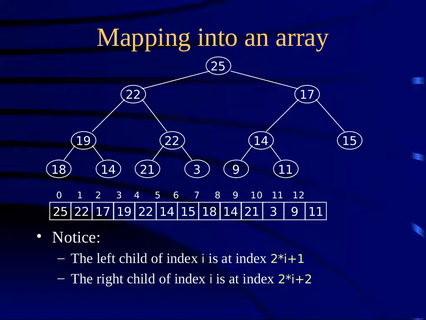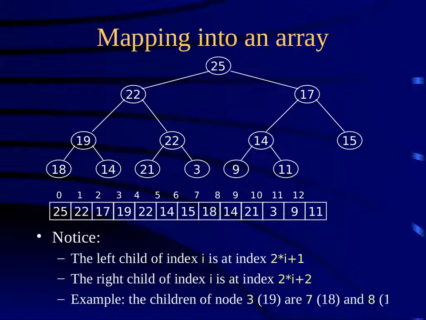That's even easier than pointers. Well, maybe easier than pointers. Depends. Some people get tripped up when they try to write this out. The children of node 3, which is 19, are 18, yeah, 7 and 8, because 3 times 2 is 6 plus 1 is 7, which is where the 18 was. And notice that the right one's just right after it.